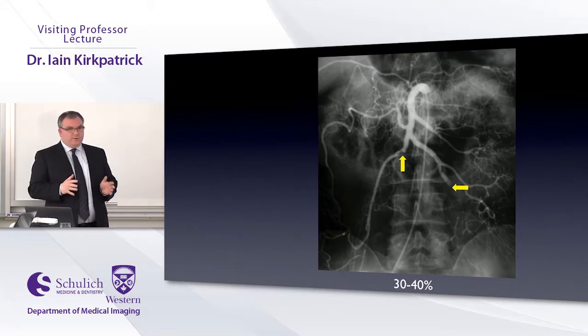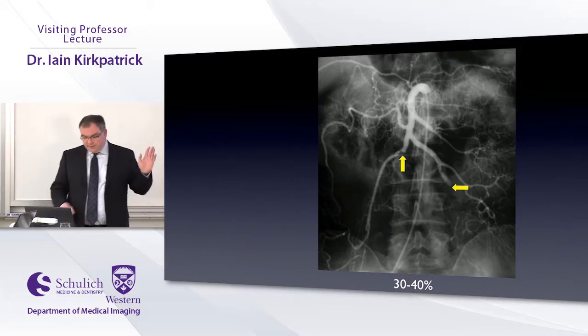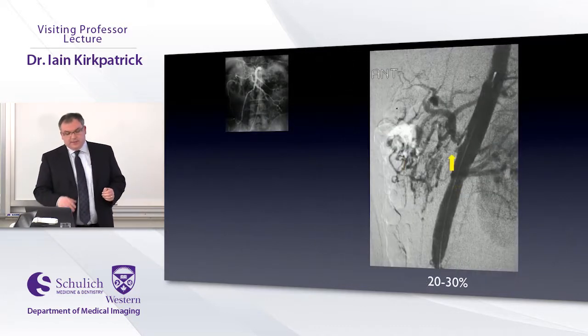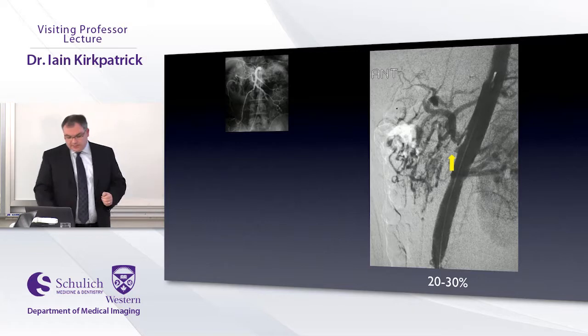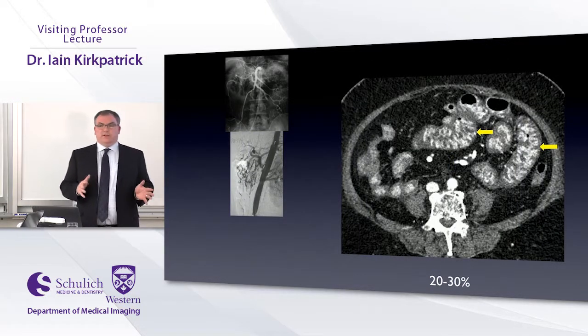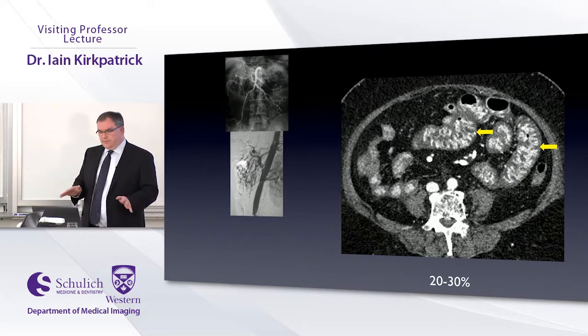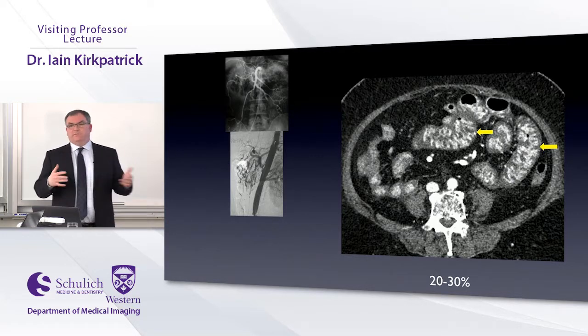About 30 to 40% of cases of acute mesenteric ischemia are related to arterial emboli, as you can see here by the yellow arrows. Another 20 to 30% are related to primary arterial thrombosis. Here the SMA is occluded on this lateral aortogram. A further 20 to 30% of cases are related to low flow or non-occlusive ischemia. And here, this is a patient who had that and then is in the reperfusion phase.